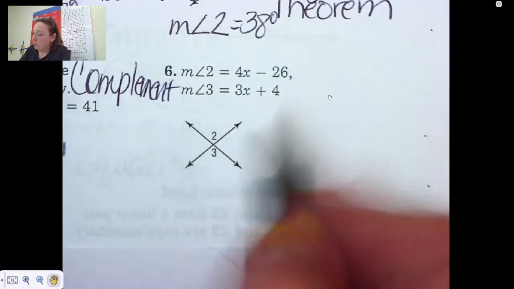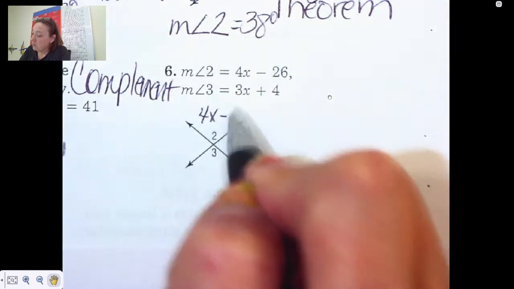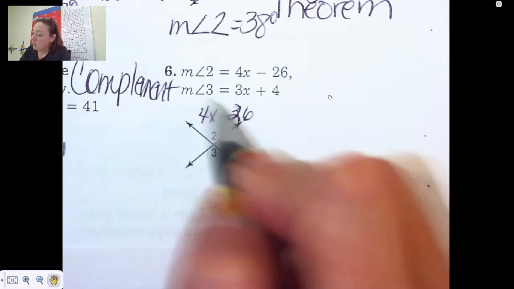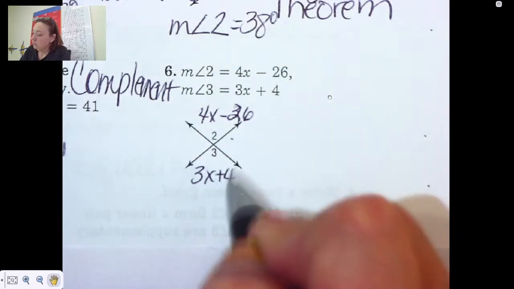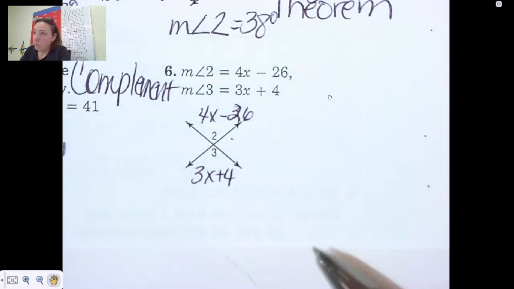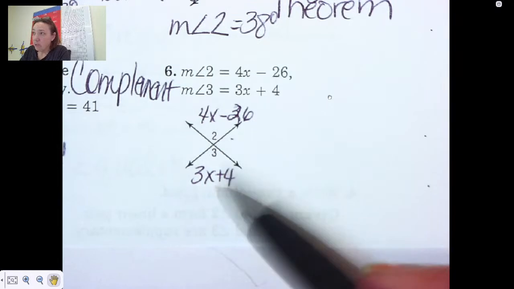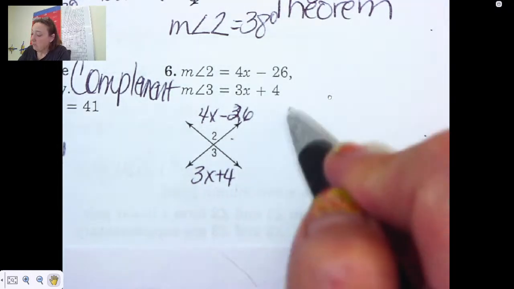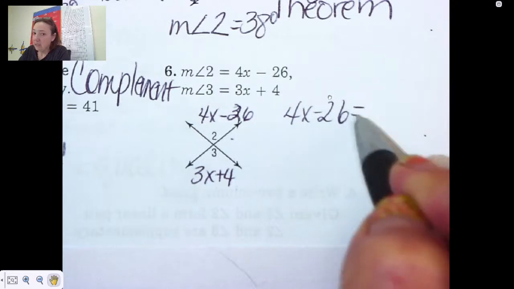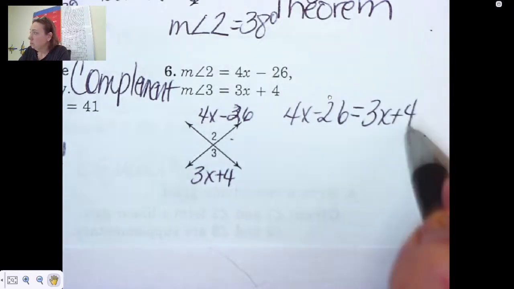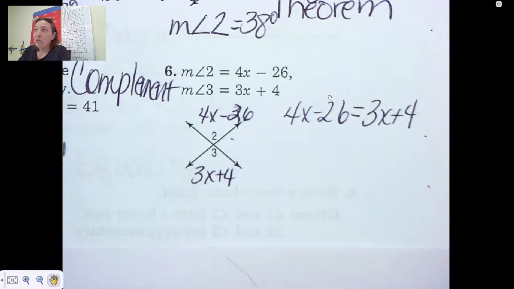The measure of angle 2 is 4x minus 26, and the measure of angle 3 is 3x plus 4. What do we know about those? So that means they're equal to each other, right? They're congruent. If they're congruent, their measures are equal. So that means that 4x minus 26 has to equal 3x plus 4. Now can we do that math? What do we do? Combine like terms. Okay, so what would you do?